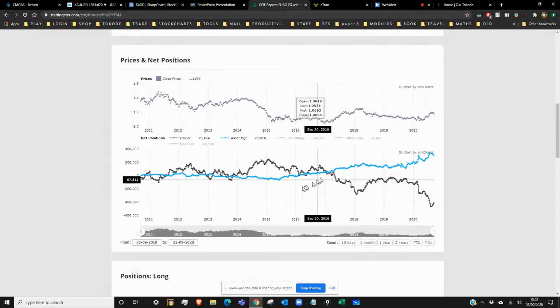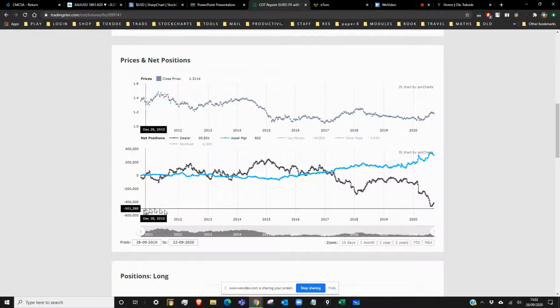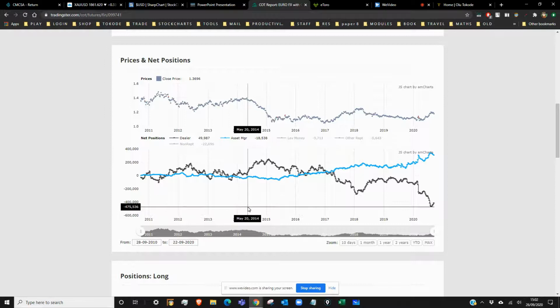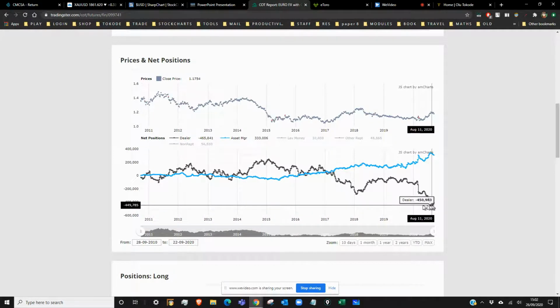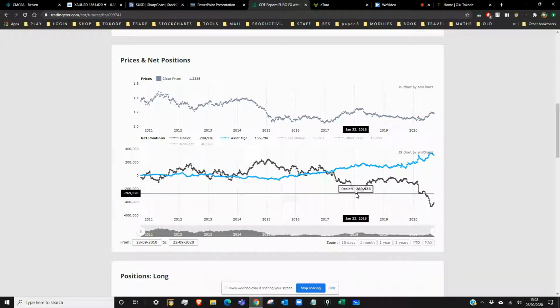And if I use this graph, it shows the net positioning. I want to know how extreme the current positioning is compared to previous years. So this is the most extreme dealers have been in the euro since, well, this chart only goes as far back as 2011 or 2010. This is the most extreme, as shown here. The most extreme they have been. Previously, the most extreme was in 2018, January.